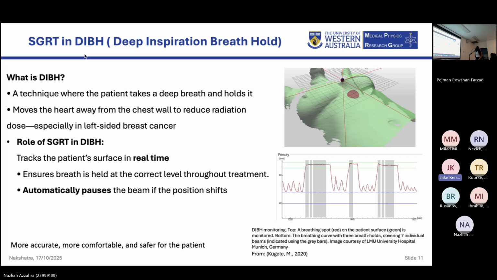Now, deep inspiration breath hold is a technique where the patient is asked to take a deep breath and hold it, which physically moves the heart away, and it also stretches out the lung tissues, thereby reducing dose to these organs. Now, surface-guided radiotherapy allows us to monitor the patient's surface in real time, and this ensures they are holding the breath at the right time. And we can also set preset thresholds. And when they drift out of these preset thresholds, the beam holds, adding another layer of safety.